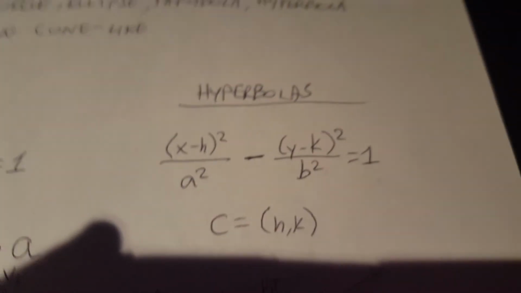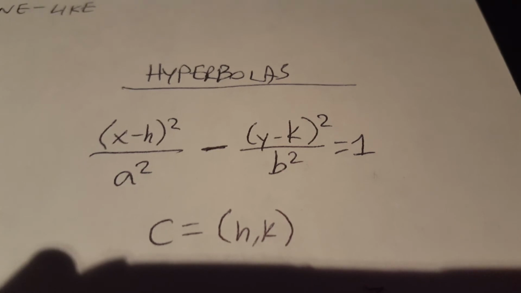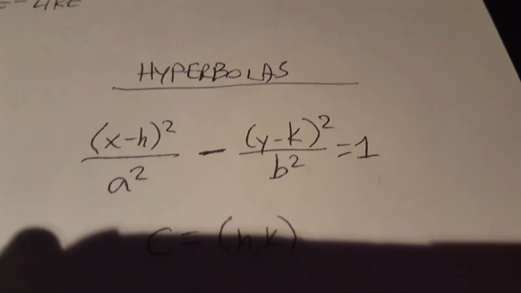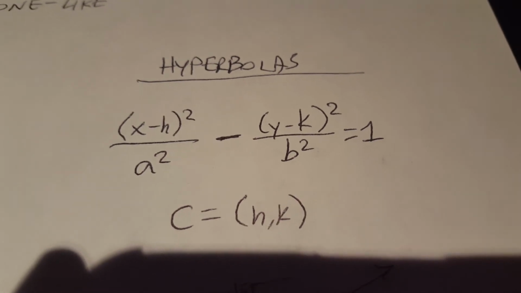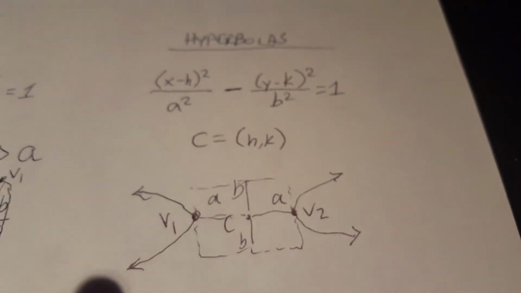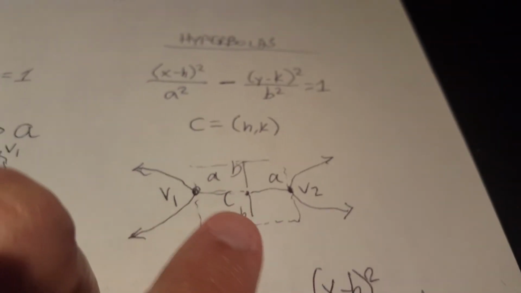Okay, now let's talk about the hyperbola. Hyperbolas are different because basically you're going to use your a squared and your b squared. You're going to find your a and b, and you're going to make a little box. Your h and k determines your center, like in this case, you got your center right here. This is just in general.